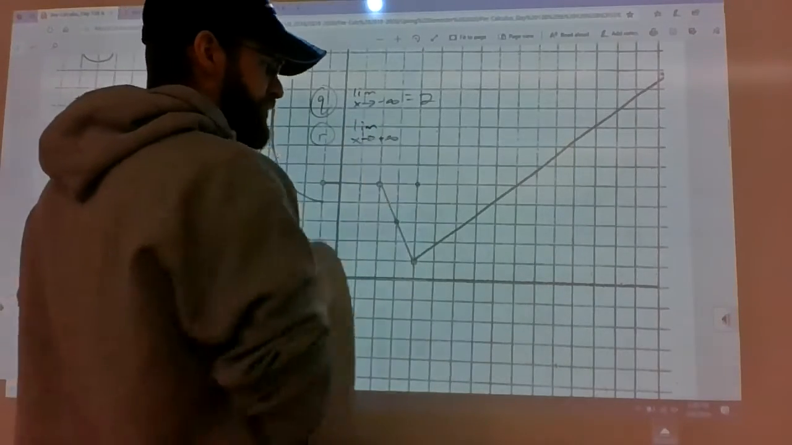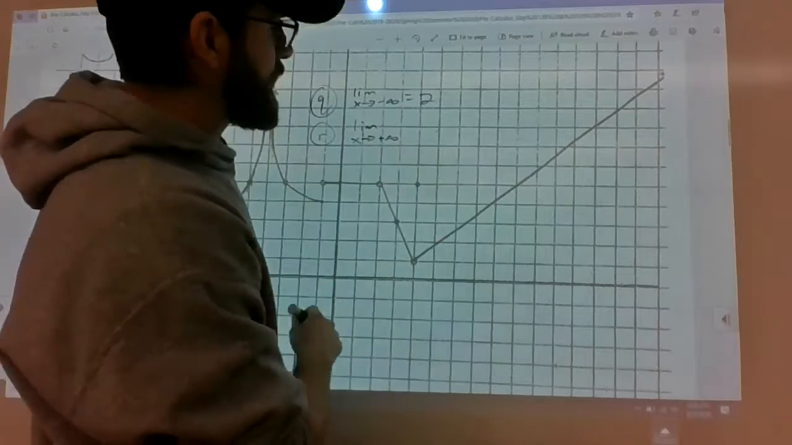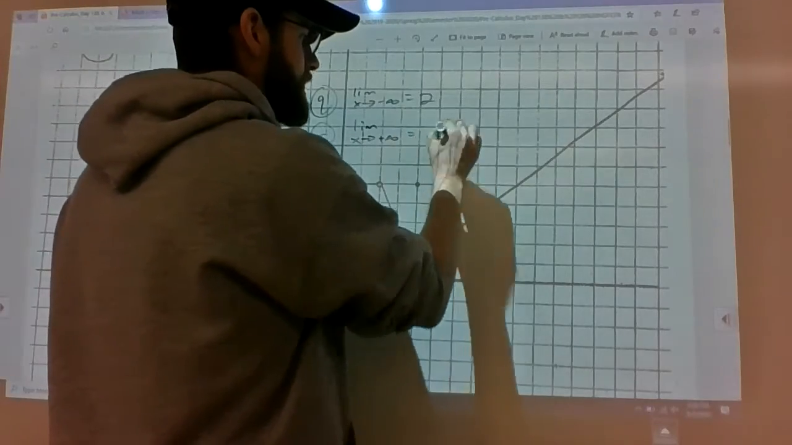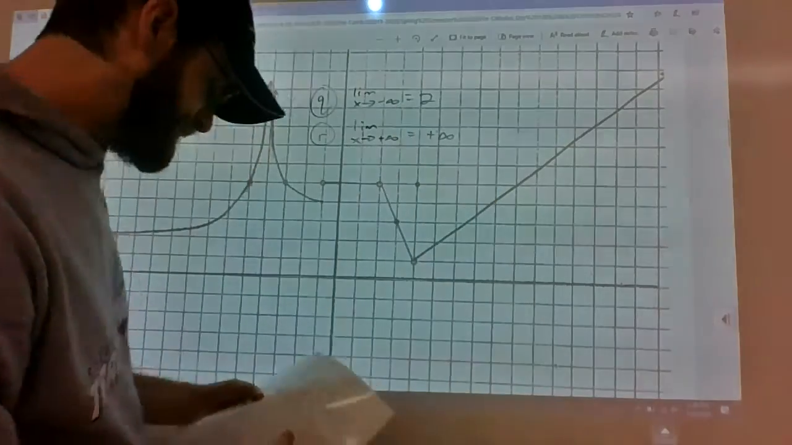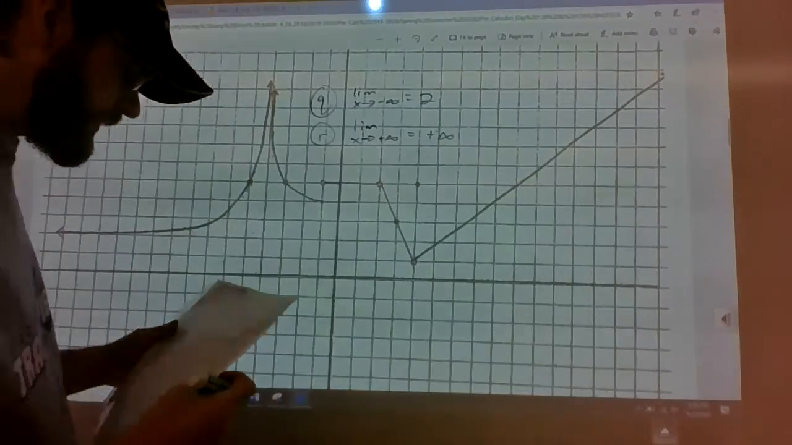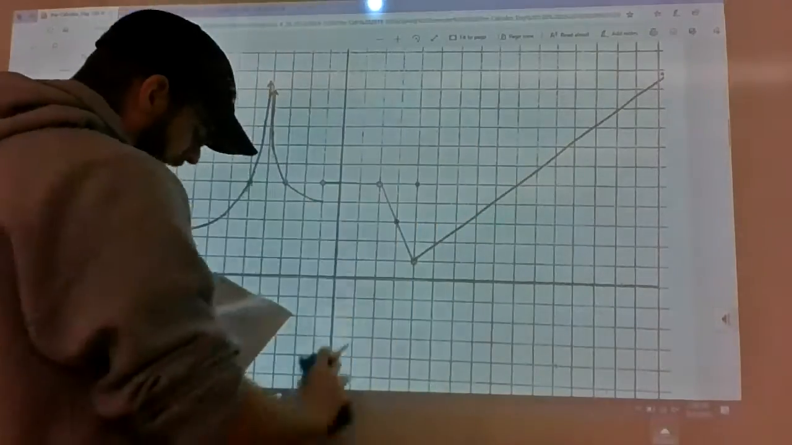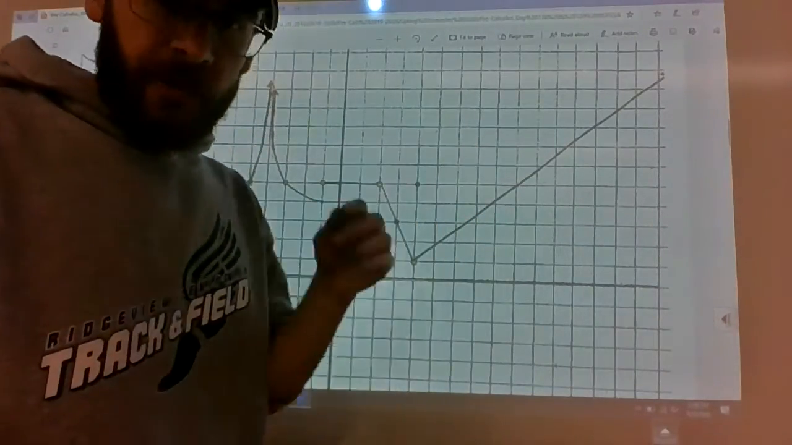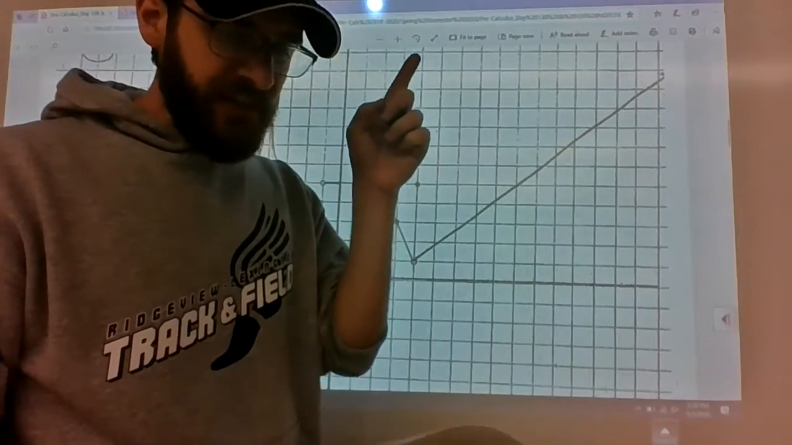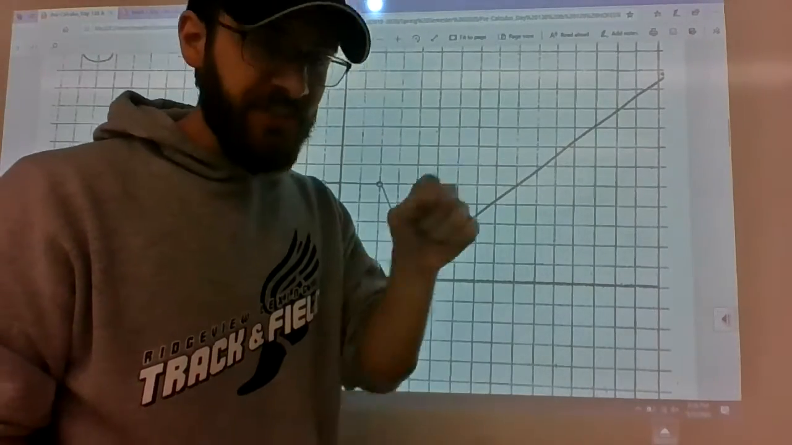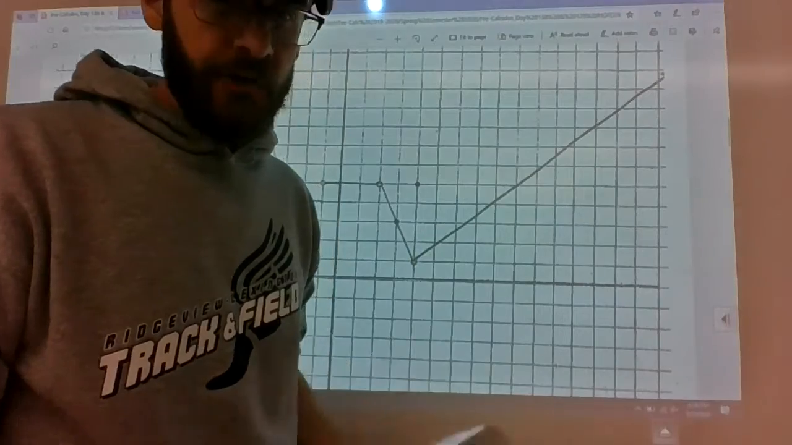Therefore, the limit as x approaches positive infinity in this particular graph is positive infinity. Alrighty, now we're talking about continuity. So make sure you discuss removable versus non-removable parts of continuity.